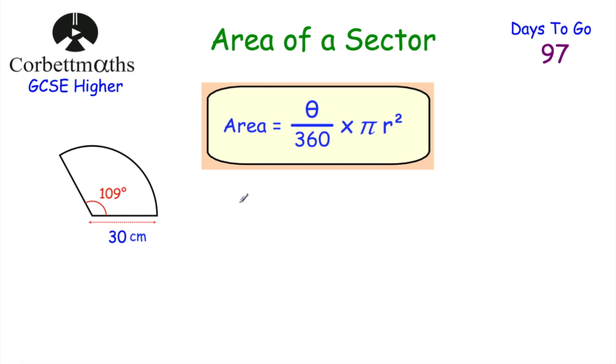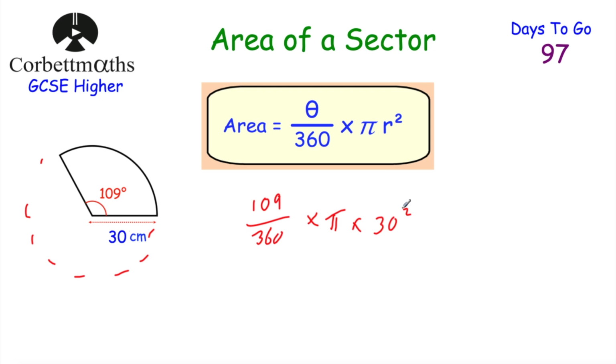The area of the sector is going to be equal to β, which is 109, over 360, multiplied by pi and multiplied by the radius. Now the radius of the whole circle, if you had the whole circle, would be 30 centimeters. So multiplied by 30 squared. So we're going to do β over 360 multiplied by pi multiplied by 30 squared. And then it's a calculator question, so we can just type this in.